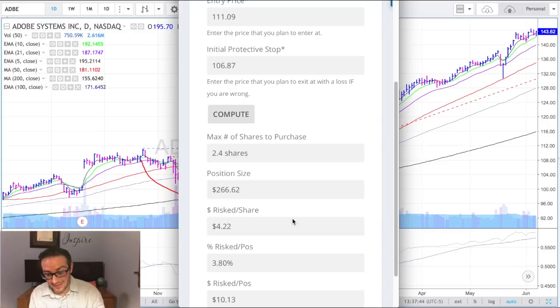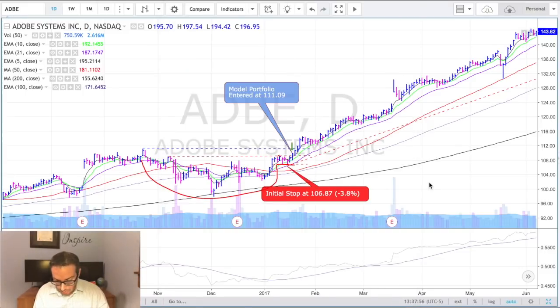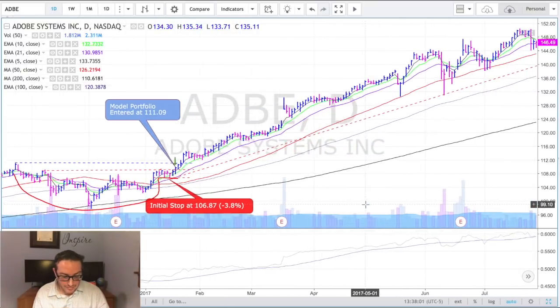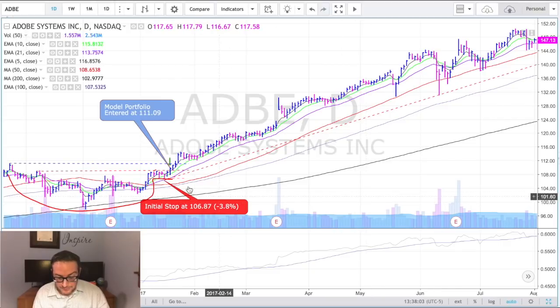The point is you need to go in there and participate. So we have our $100,000 account, and we bought the 237 shares, right?